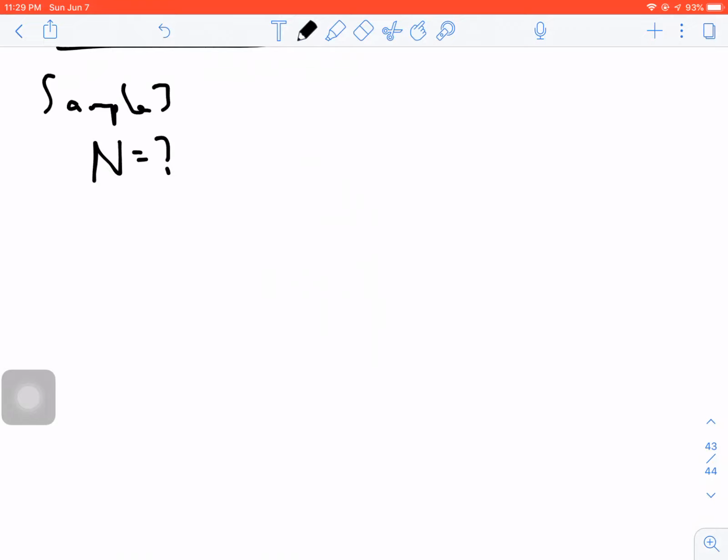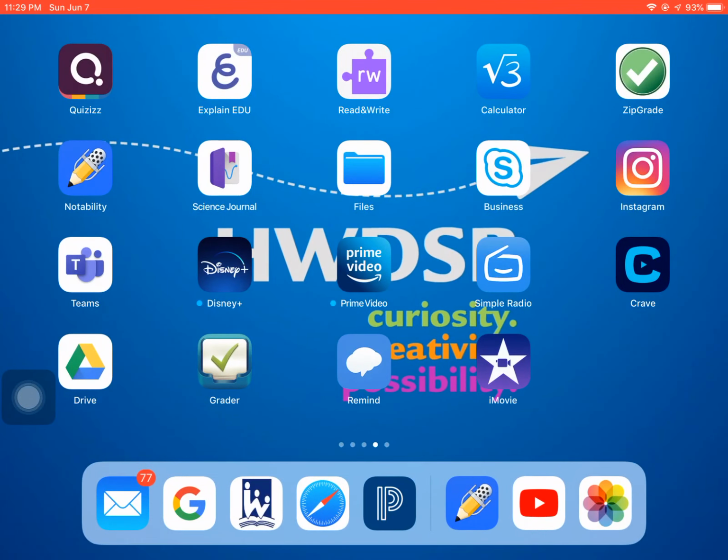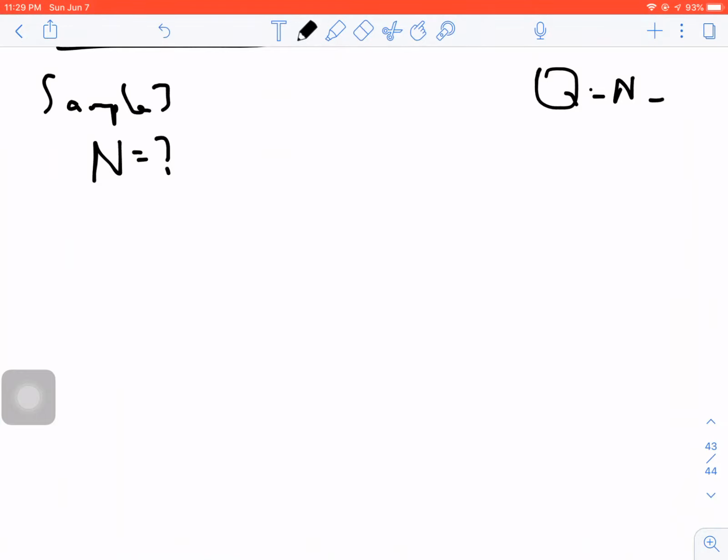Right, now remember, from chapter 15, again, the only thing I said you need to remember from chapter 15 is this one formula here. Q equals N times E. So N is equal to Q divided by E.